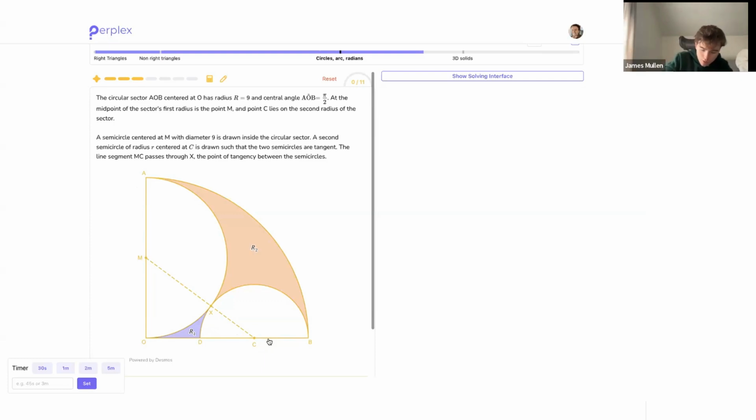So let's write down what I know. All of this is 9, so all of this must be 4.5. Okay, that's one thing I know. And then let's call this R, and this is R. And because this whole thing is 9, it must be that this part here is 9 minus 2R. That's just from here to here. All right, that's one thing I know. And now that means that I can write this piece here from O to C as 9 minus R.